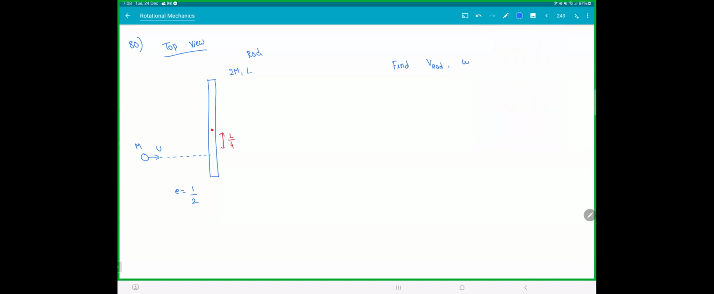Find V of the rod, omega of the rod, and V of the ball after collision. Same thing. I just gave you some numbers like M and 2M, so now they'll cancel out. You'll get some values now. Get it? Same thing. Step 1, draw the final diagram. Step 2, linear momentum. Step 3, restitution. Step 4, angular momentum.